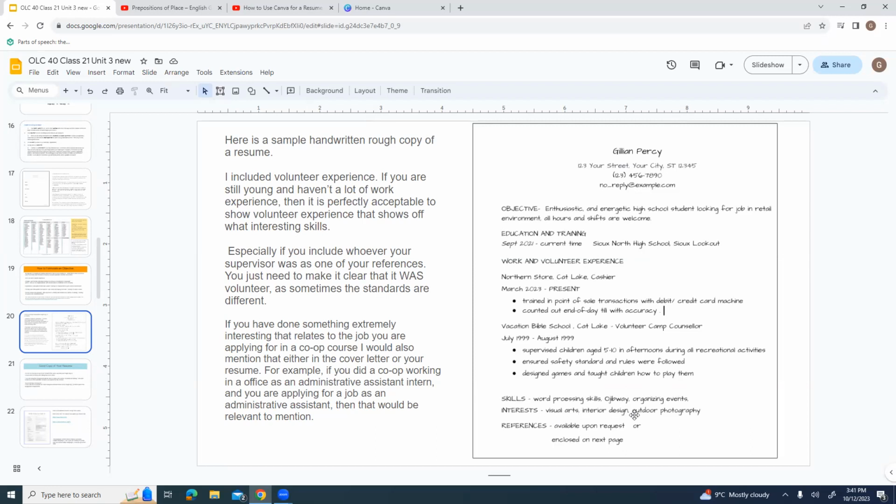Interests, visual arts, interior design, outdoor photography. Here I was thinking, what if you're a retailer, but you're hoping to move into some merchandising? So I'm kind of mentioning things that might be good for merchandising. References, you could say available on request, or you could also say enclosed on next page. That's a really common way to do it too.